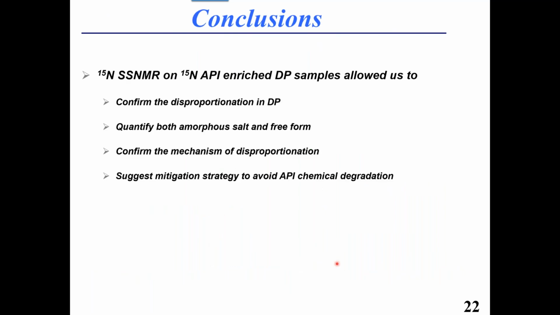And to conclude, I hope that I showed you enough evidence that nitrogen NMR can be very useful, in this case by confirming the disproportionation in drug product, quantifying both amorphous salt and free form, confirming the mechanism of disproportionation, and suggesting a mitigation strategy to avoid chemical degradation liability. I haven't mentioned it, but the mitigation strategy was very simple: avoid stressing these tablets over the Tg of the lowest Tg polymer in the mixture.